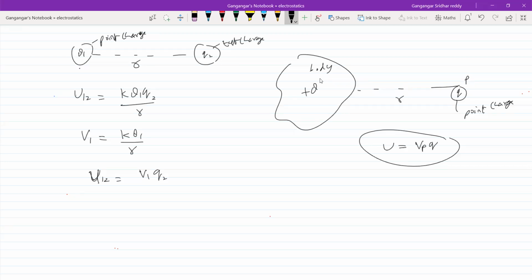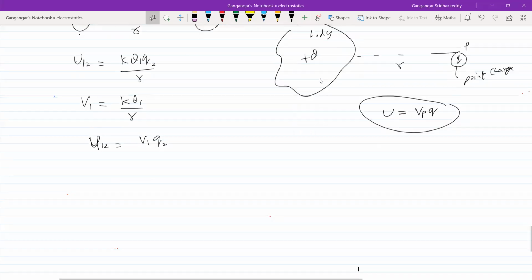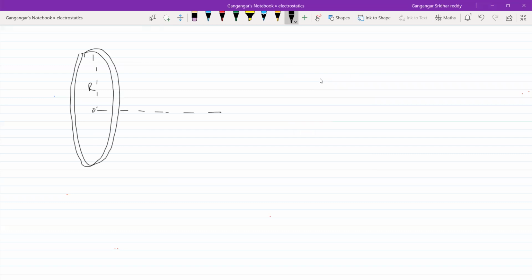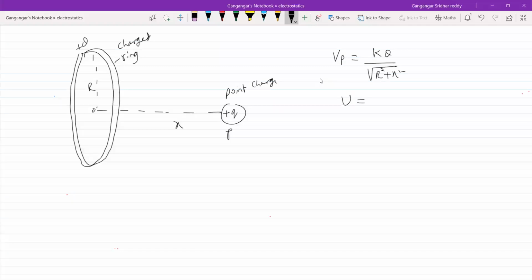Okay, I'll begin with this idea. Let me start with a ring, because we know the potential due to a ring. So there's a charged ring. Let it be at a distance x. Here I'll keep a point charge q. I'm asking you what is the interaction potential between the ring and the point charge, where it is kept at point P. What is the potential at point P due to the ring? Kq by root of r square plus x square. Then the interaction potential is equal to the potential at point P on the axis into the point charge. So this will be Kq by root of r square plus x square.